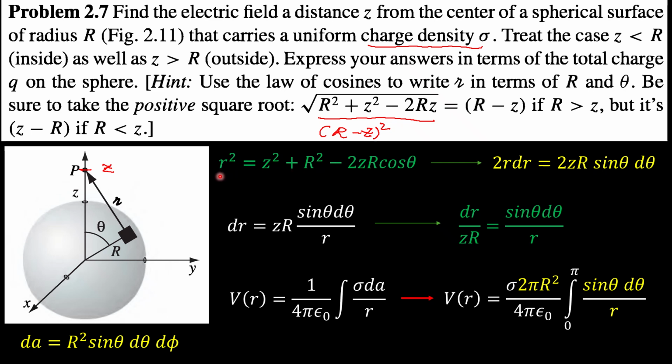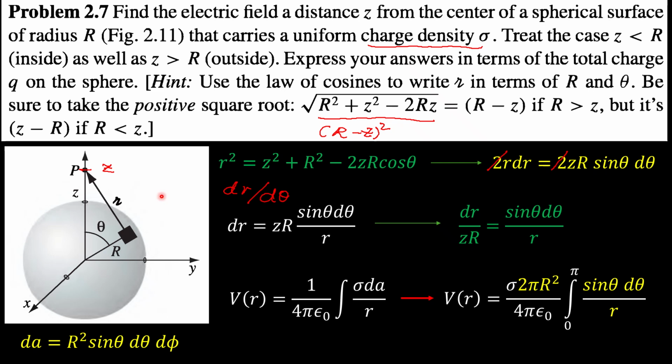So you differentiate this with respect to theta, that is dR over d theta. The left hand side will become 2R dR. On the right hand side, if you differentiate with respect to theta, the first two terms have no theta dependence. The third term is minus 2zR cos theta. If you differentiate cos theta, you will get minus sin theta, so you will get 2zR sin theta d theta. And now this 2 and this 2 will get cancelled.